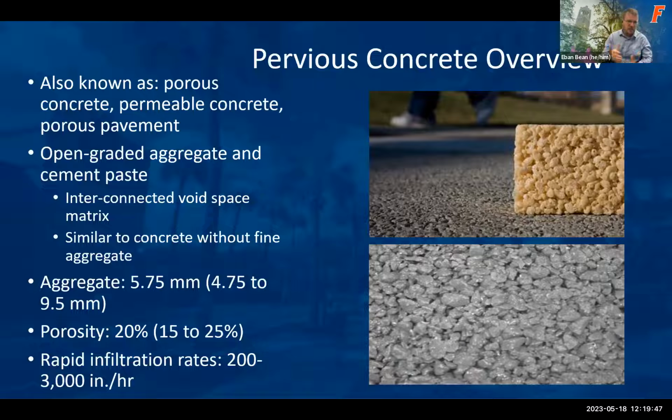The aggregates tend to be 4 to 10 or 5 to 10 millimeters, half a centimeter, a quarter inch, and so forth. The porosity of the porous concrete itself is 20%, which is slightly less than what you typically find in the reservoir, which is around that 40%. And the infiltration rate of this is comparable to other permeable pavements. We're typically looking somewhere on the order of 200 to 3,000 inches per hour. So even if we had the most intense rainstorm, we wouldn't be having anything near that.